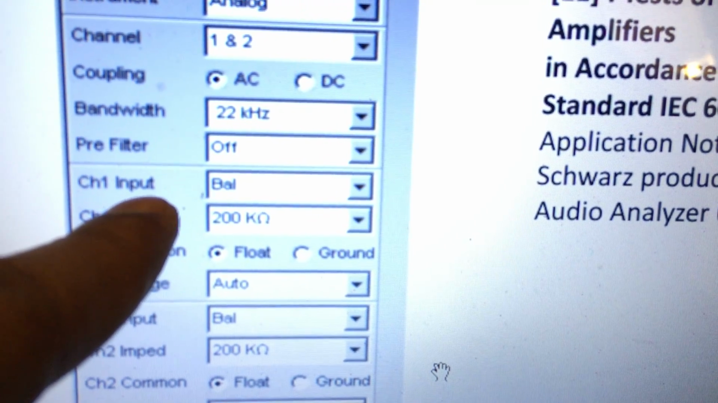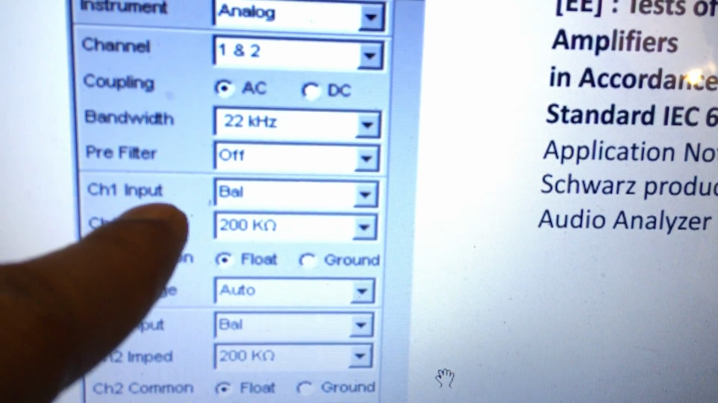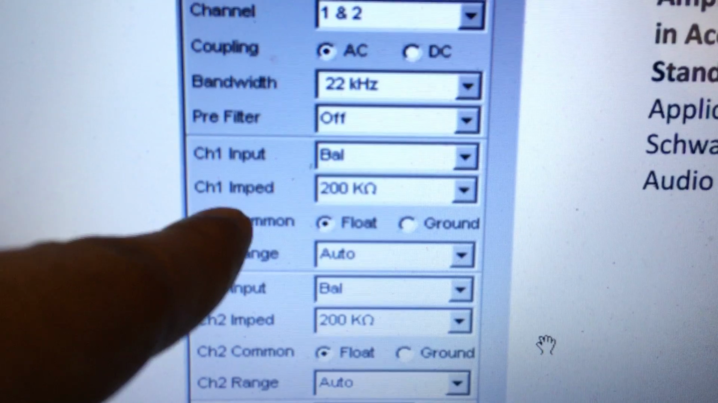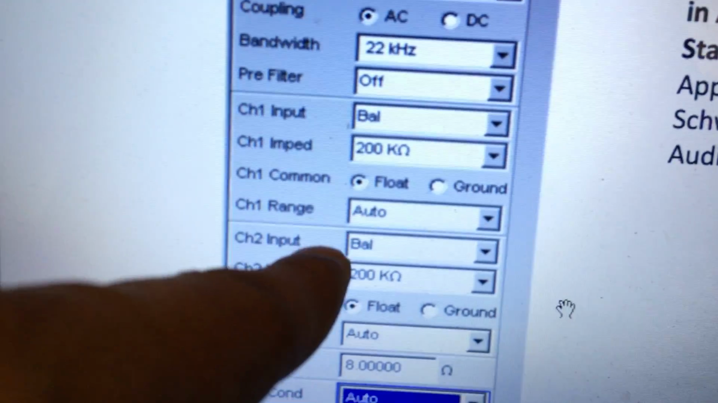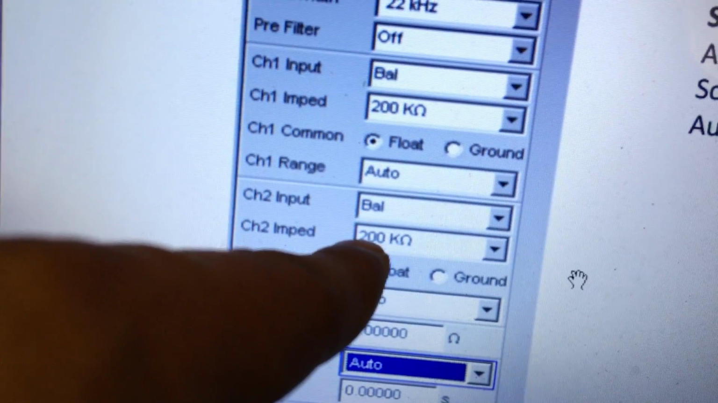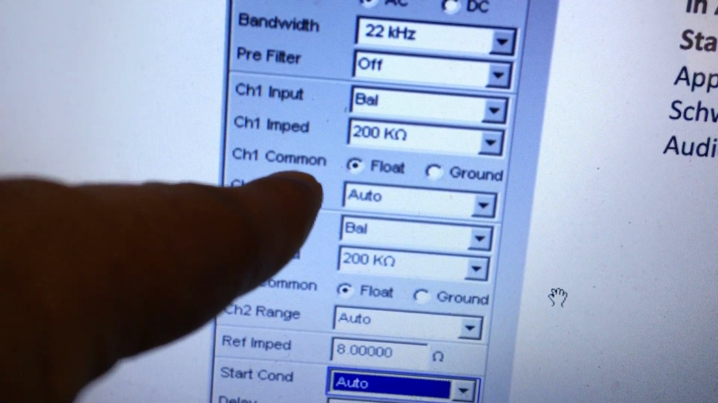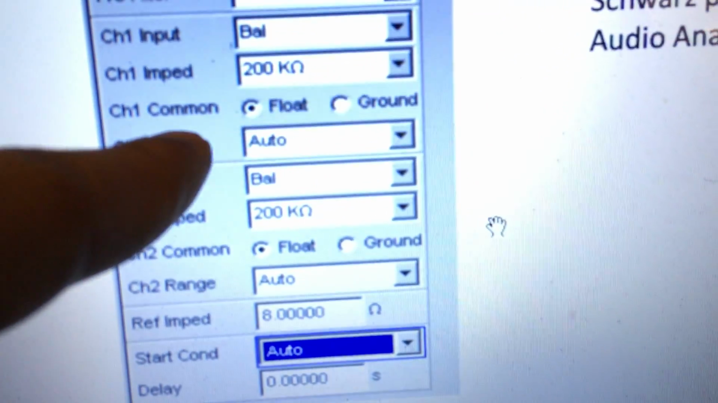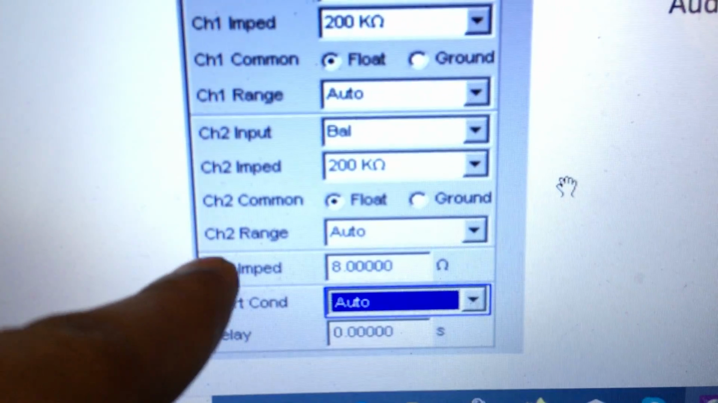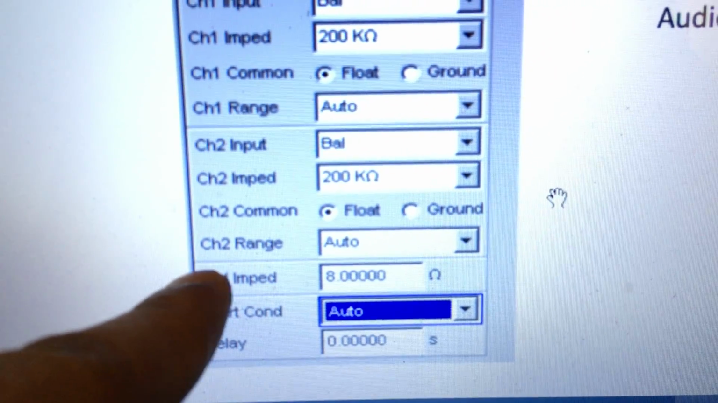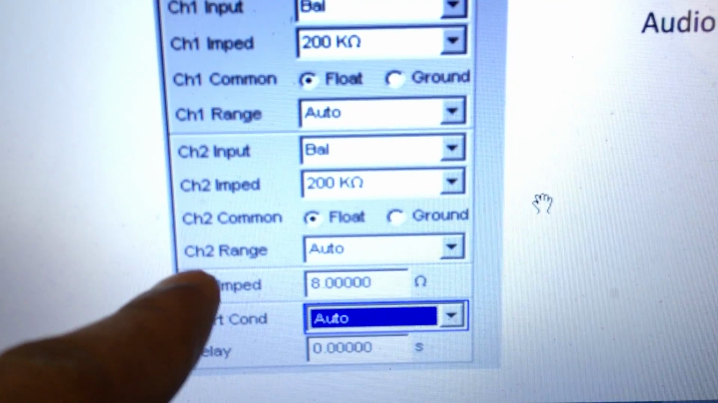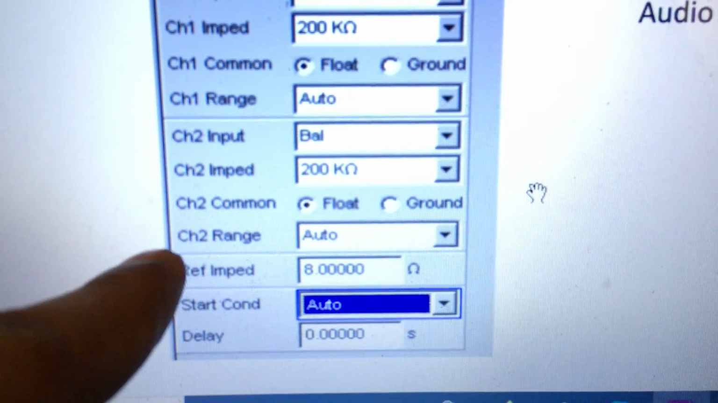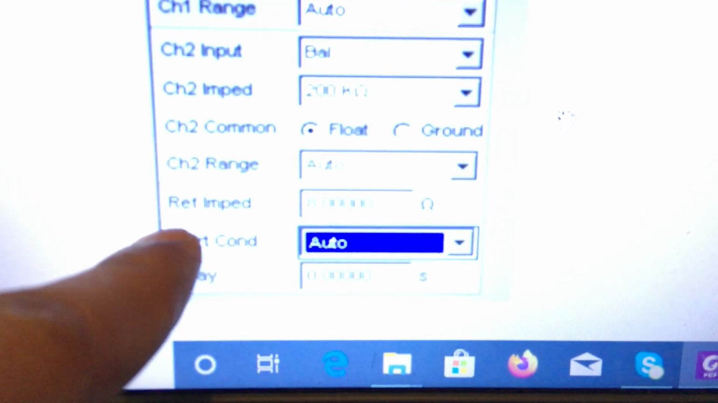The scope of more depth related to unbalanced and balanced types of input is beyond the content of this session. Now the channel 1 impedance is 200 kilo ohms, channel 2 impedance is 200 kilo ohms, the connection could be floating or ground connection. Here in both the cases the connections are floating. In most of the cases the connections are floating connections. Then channel 2 range is auto selected over here, so you can choose the range of channel 1 and channel 2 as well. Now what is mentioned over here is a reference impedance.